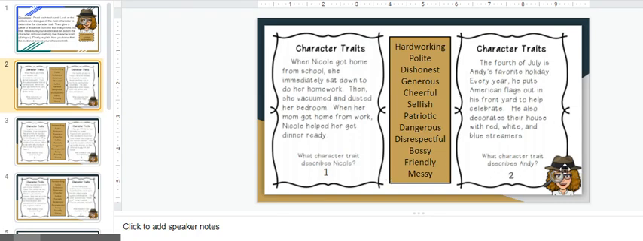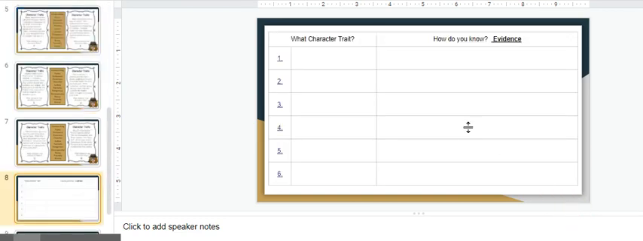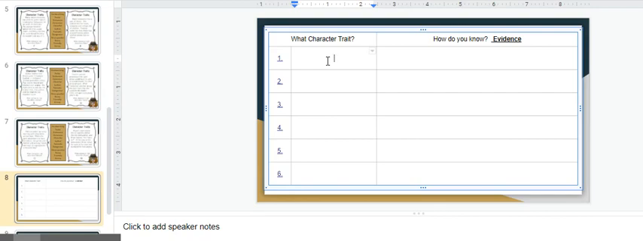If you click on this little character down here, it will take you to the slide that you need to complete. Okay, so I'm going to click on that. It takes me to this slide. It says number 1. So I know that's the one I'm doing. And I'm going to just write hardworking. Okay, so I just type in hardworking.